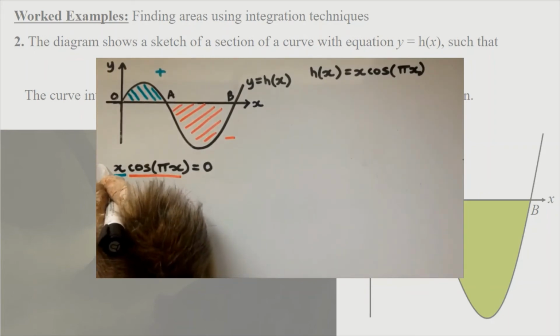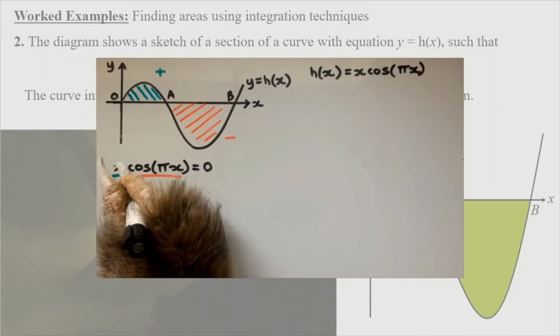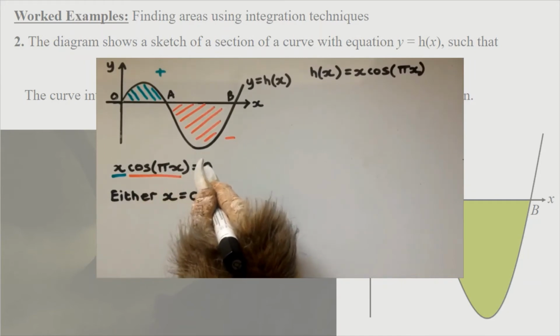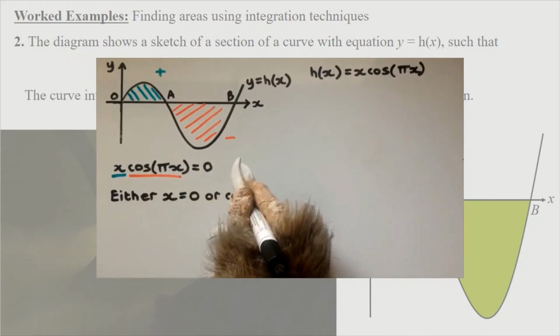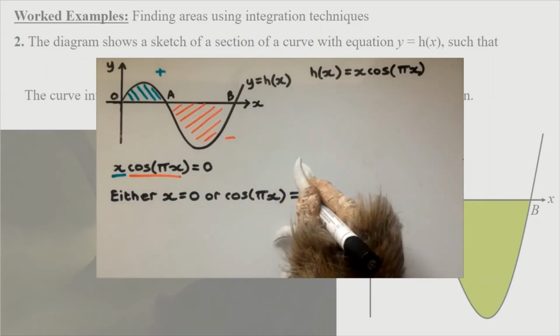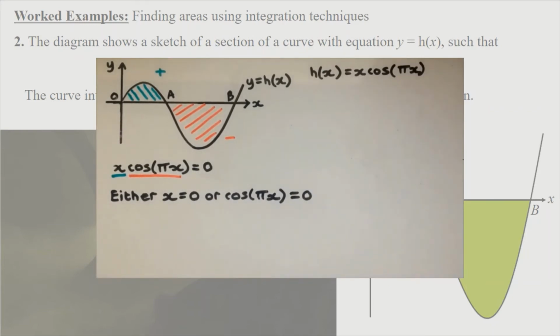So either x equals 0 or cos of pi x equals 0. Clearly, this is the origin. This is where the x-intercept is. The second one, cos of pi x equals 0, we need to extract two solutions from this. Because this is a trig equation, there is an infinite number of solutions. We need two to find out the points a and b.